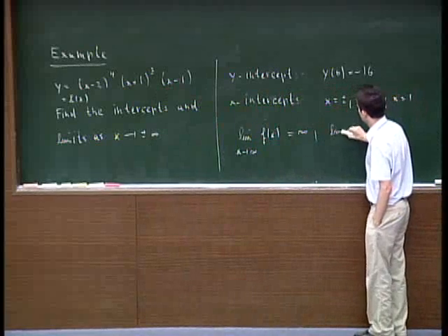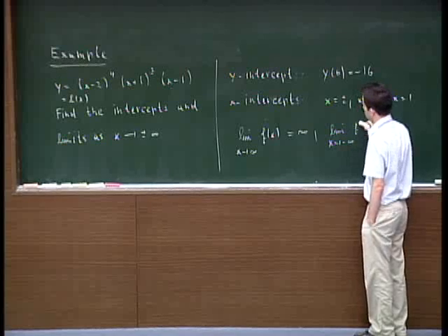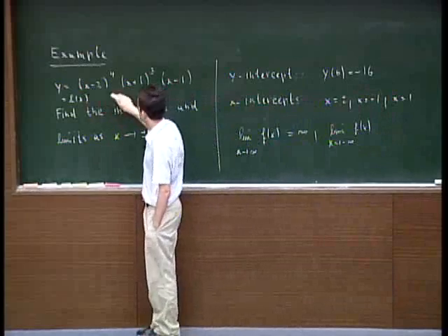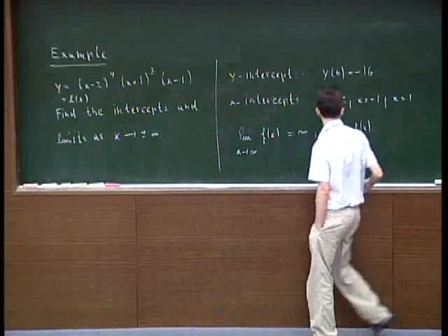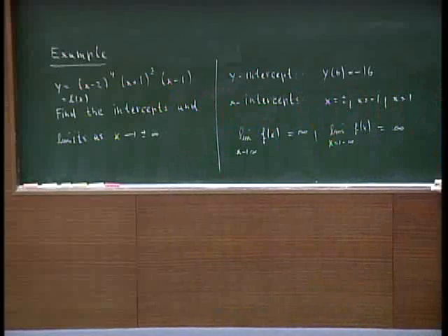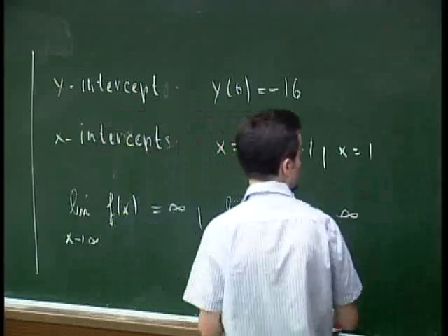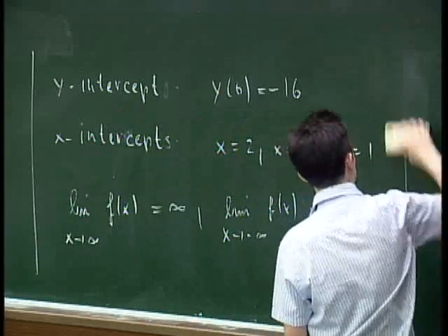And the limit as x tends to minus infinity. Okay, so this tends to plus infinity, this tends to minus infinity, this tends to minus infinity as well. So everything tends to infinity. And now this information is quite helpful, because from this information you can already plot the graph. You already know quite a lot of properties of the graph.